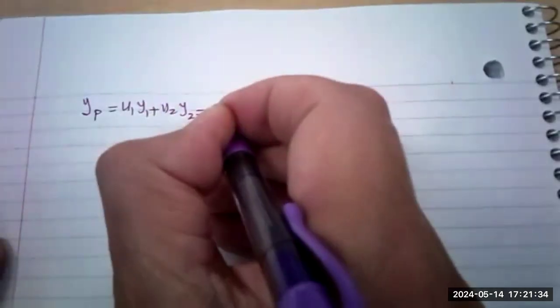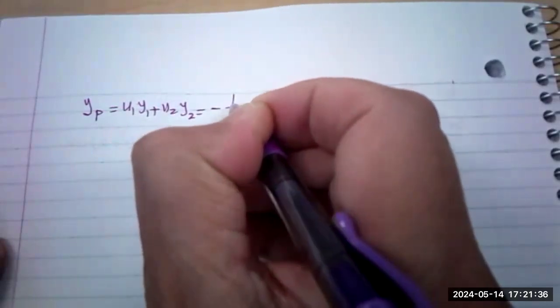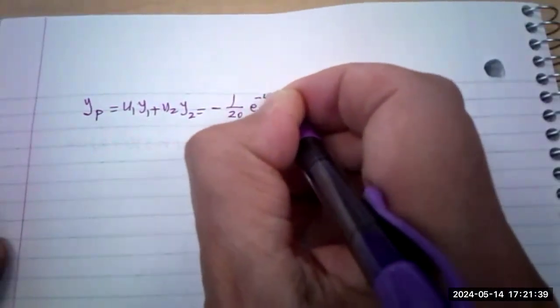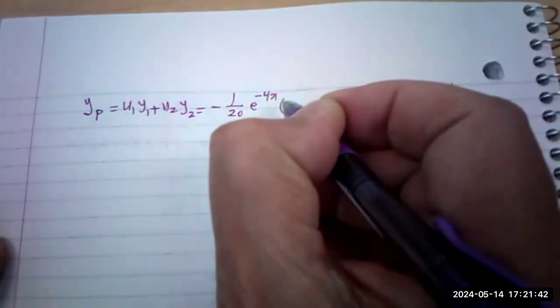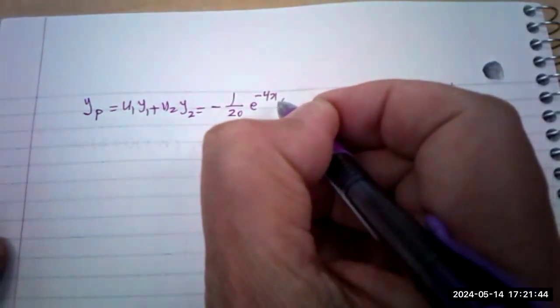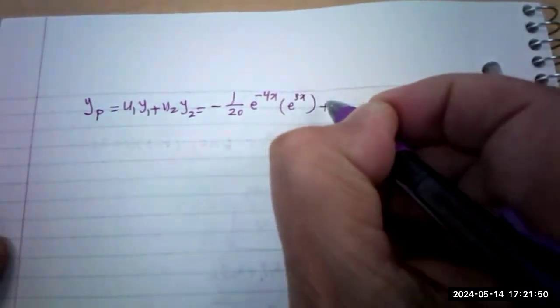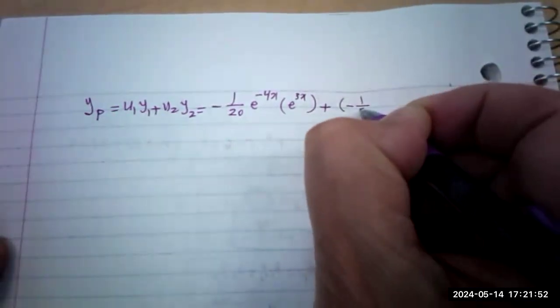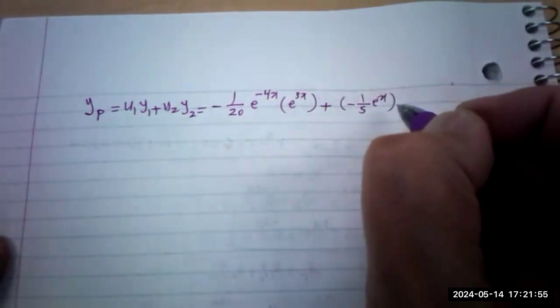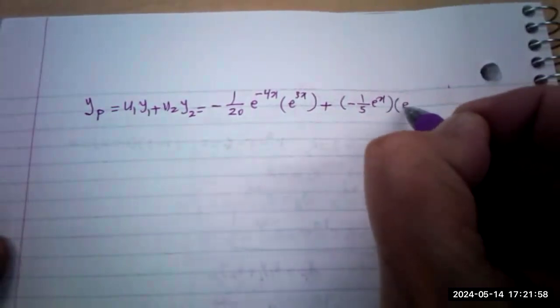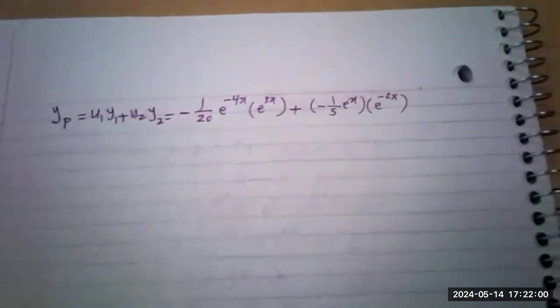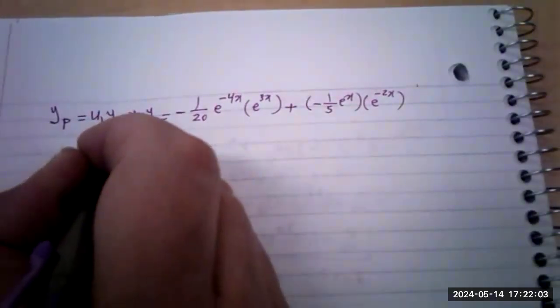So the yp is equal to u1 y1 plus u2 y2. It's equal to u1, which was -1/20 e to the -4x, times y1. The y1 was e to the 3x, plus u2. U2 is -1/5 e to the x, times y2. Y2 was e to the -2x. Okay, simplify it and declare the yp.